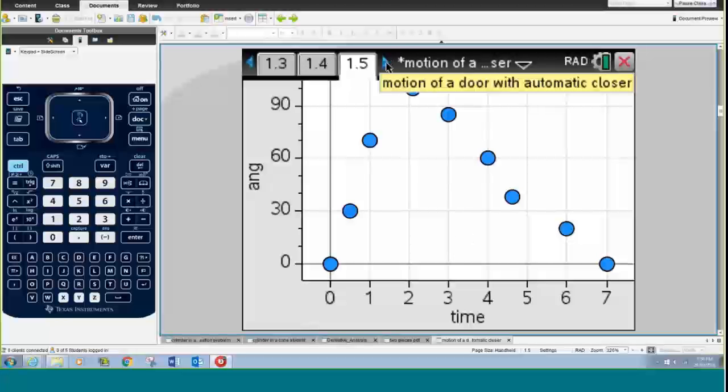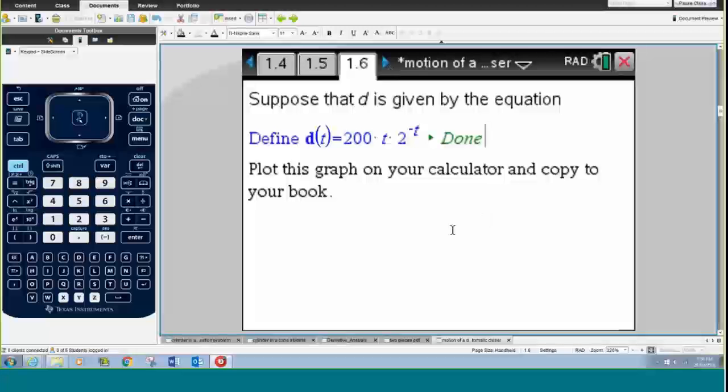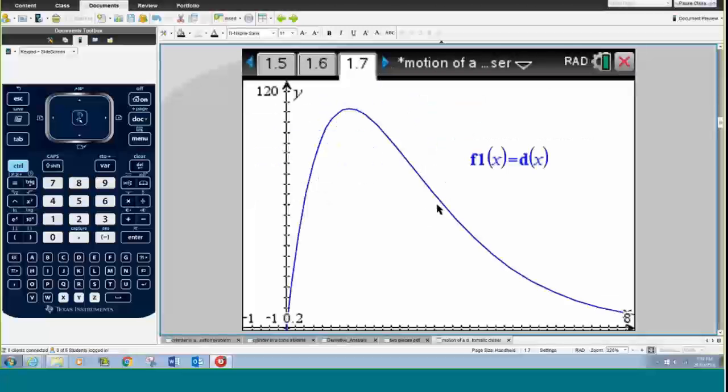So from here we would go on: suppose that the number of degrees as a function of time is given by this formula, 200t times 2 to the power negative t. And we'll ask the students to plot this graph and see again what happens.